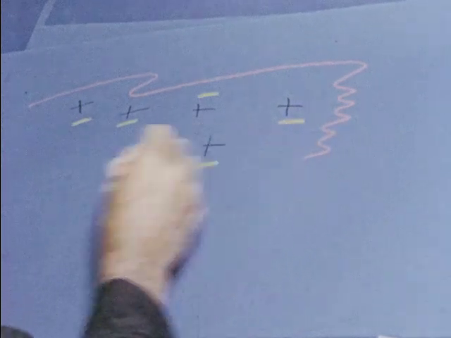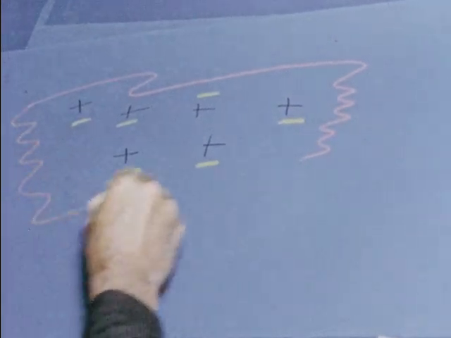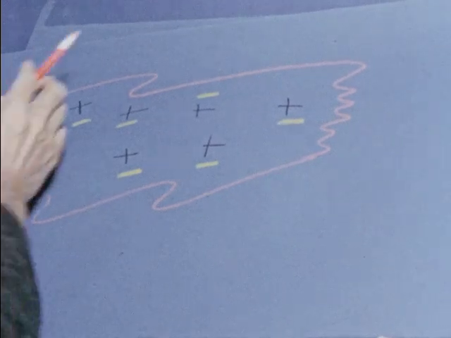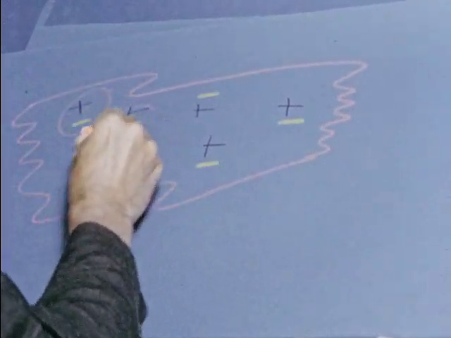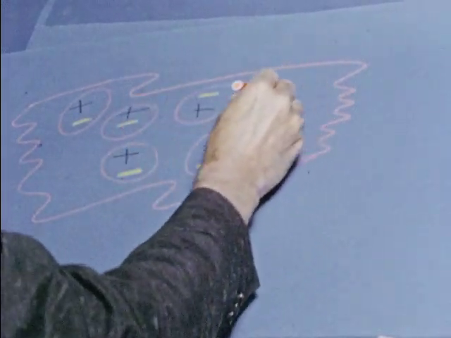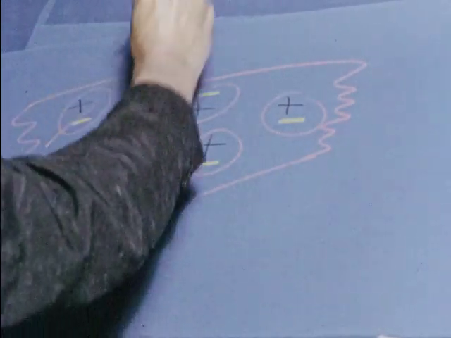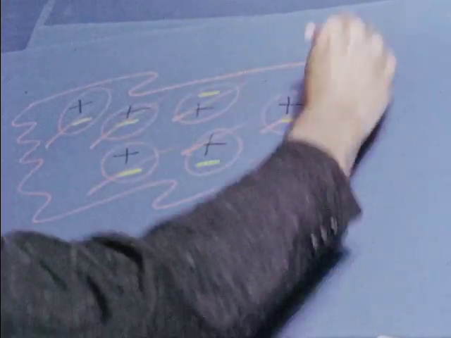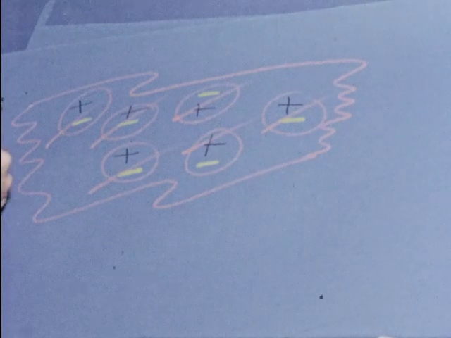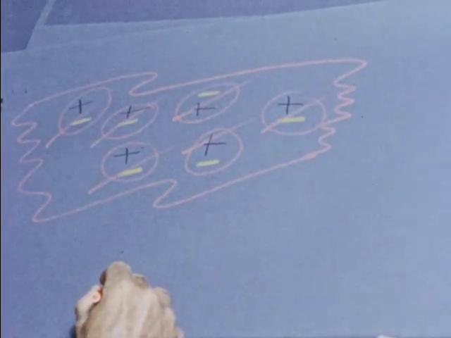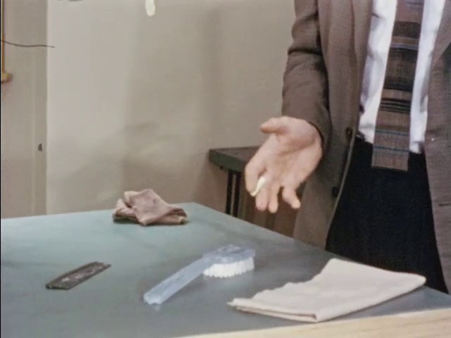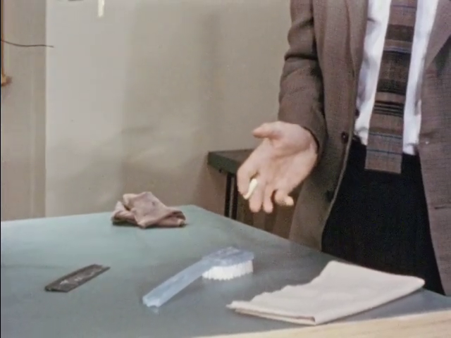Now, in any ordinary chunk of stuff, this is meant to be a scarf, their numbers balance. Their charges cancel out, and the result is electrical neutrality. This is why neither comb nor scarf normally show any reaction.